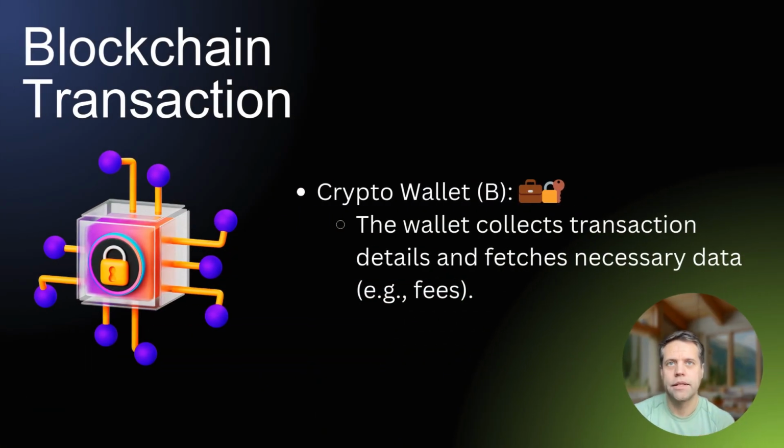So what happens next? The wallet application collects the transaction details and then interacts with the blockchain. Why does it need to interact with the blockchain? Well, it needs to verify that your wallet address has sufficient funds in it. And remember, the wallet itself doesn't store any funds. It's just a set of private keys. All of the transactions and the funds are recorded in the blockchain.